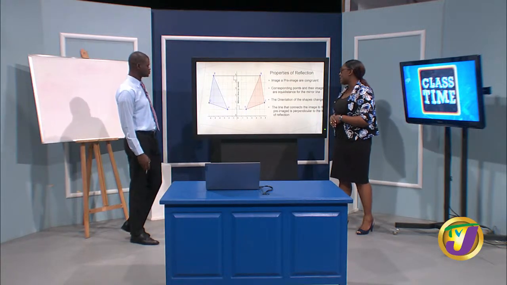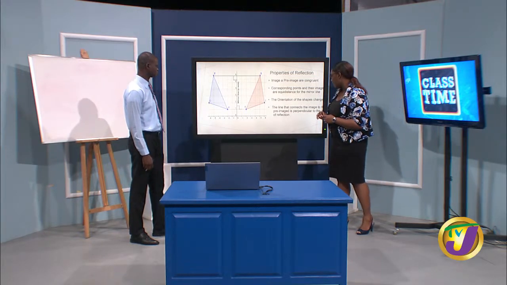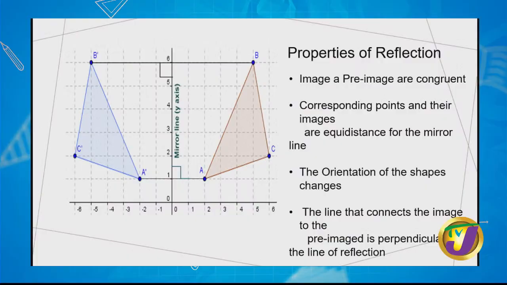Another key point is that the orientation of the shape changes. So the orientation will change because, of course, you're reflecting something. If I'm looking into the mirror, I can't look into the mirror and see myself, you know what I mean? I'm going to flip around in order for me to be able to see my features.